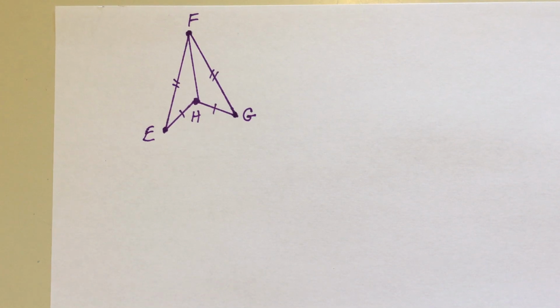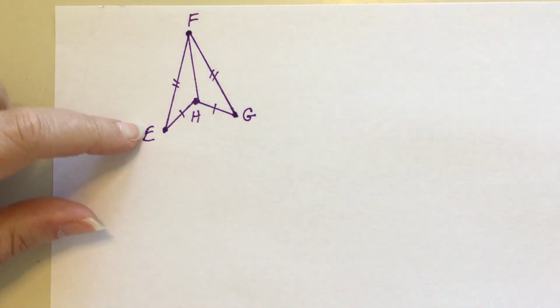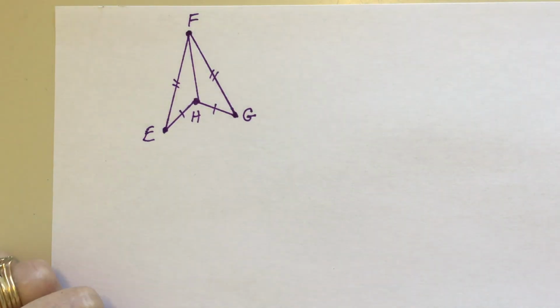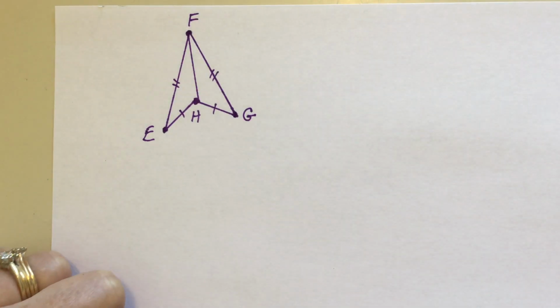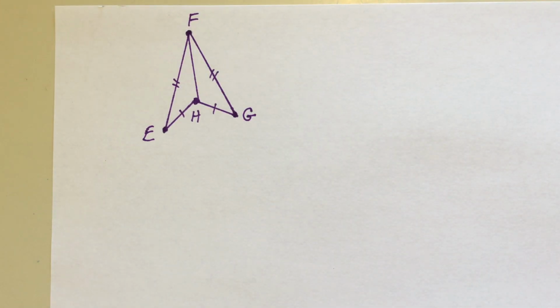Okay, let's do a proof here. I wonder if I can prove if triangle EFH is congruent to triangle GFH. They sure look like they're congruent, but proving something is a little different.